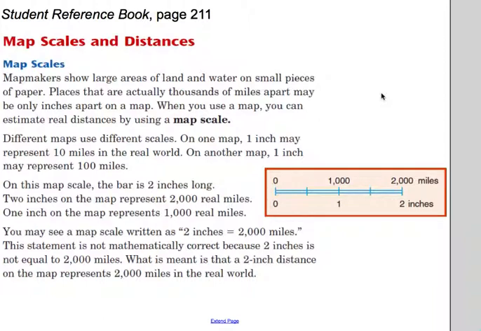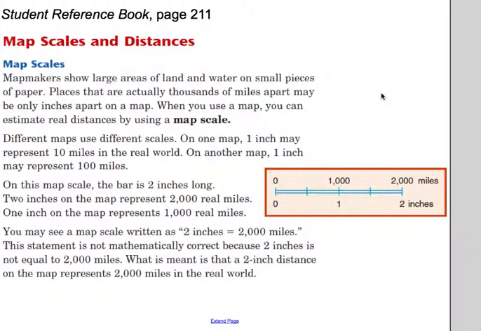On one map, 1 inch may represent 10 miles in the real world. On another map, 1 inch may represent 100 miles. On this map scale, the bar is 2 inches long. 2 inches on the map represent 2,000 real miles. 1 inch on the map represents 1,000 real miles.